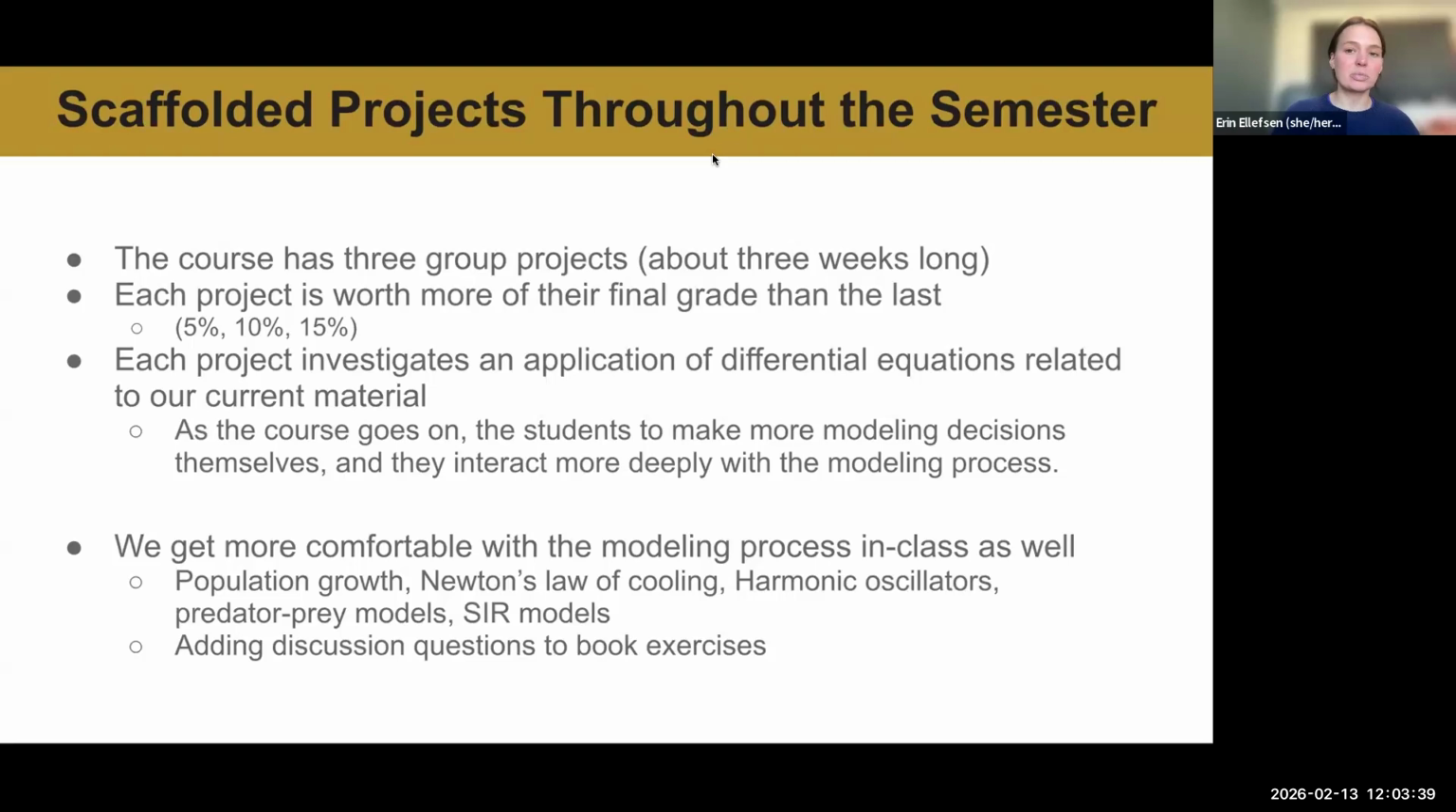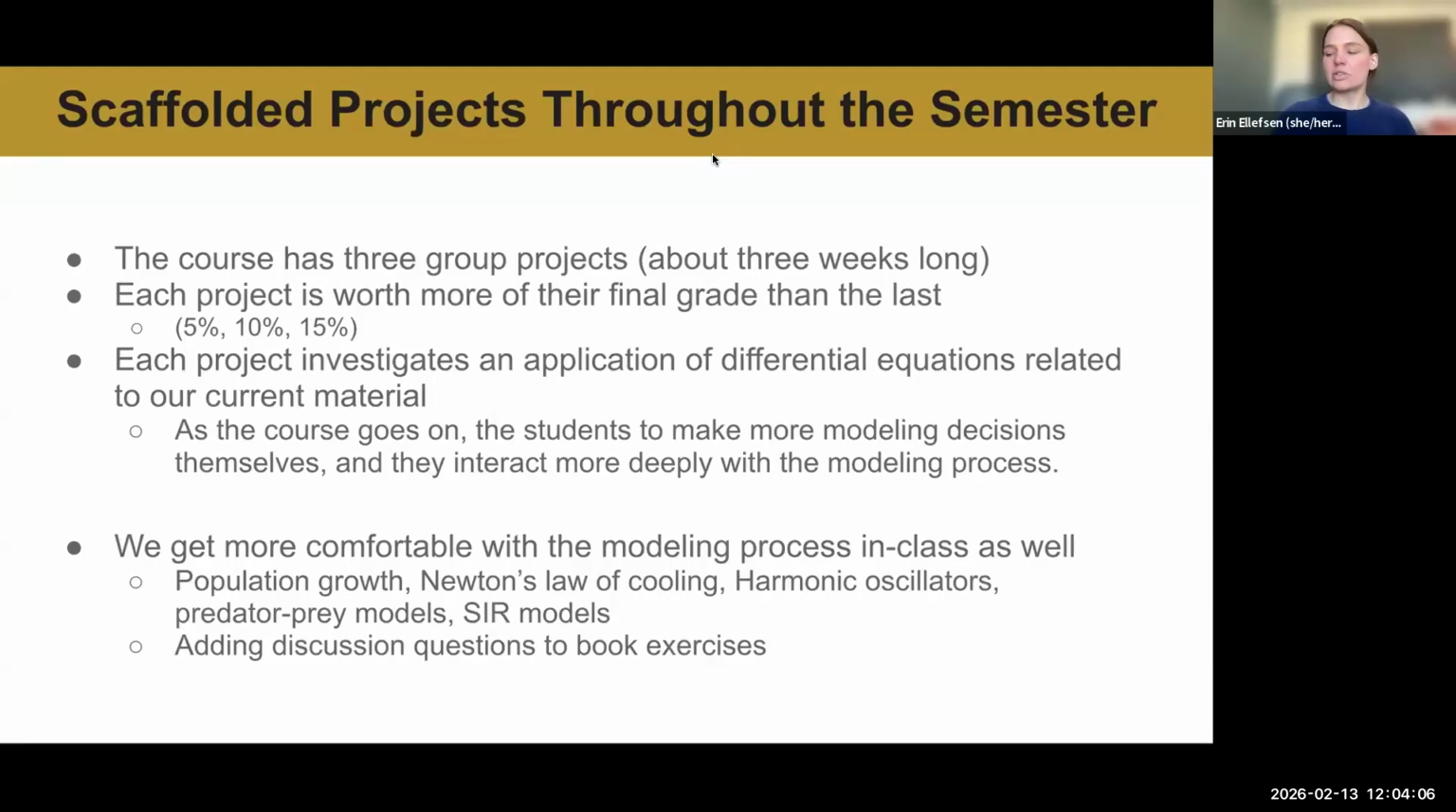My course has three group projects. They're each about 3 weeks long, and I scaffold this material in two different ways. One is through the grade. Each project is worth more of their grade than the last project. This is taken from one of my syllabi. It's not always this way, but the first one is 5% of their grade. So really low stakes and just to get them introduced into the process.